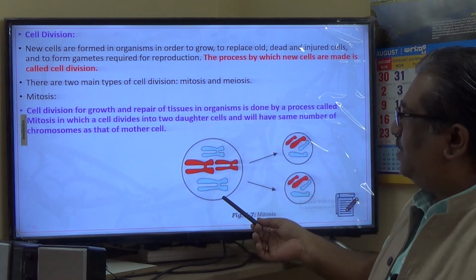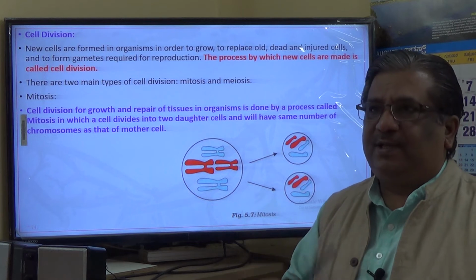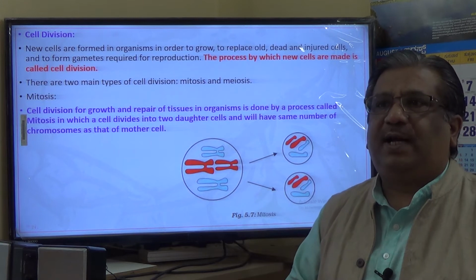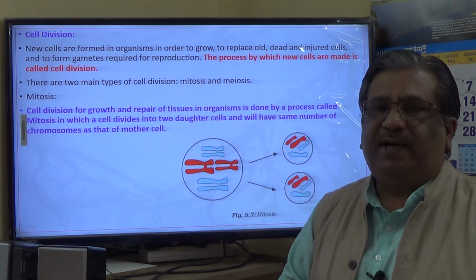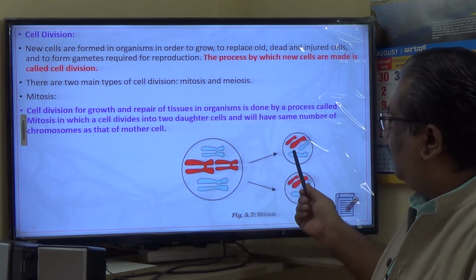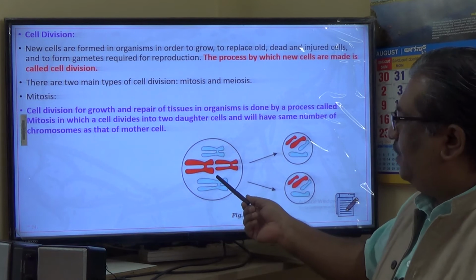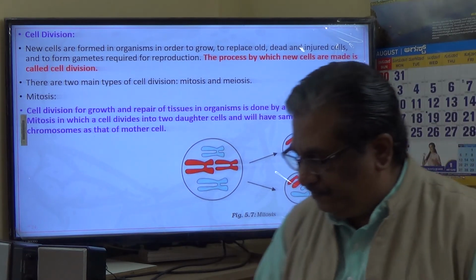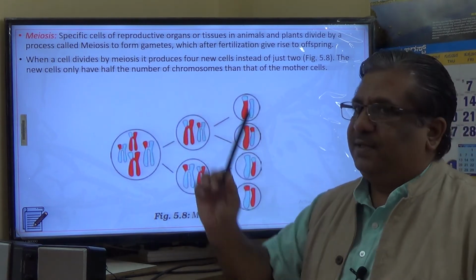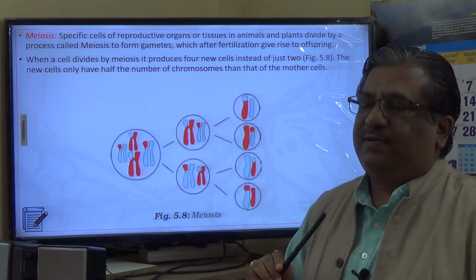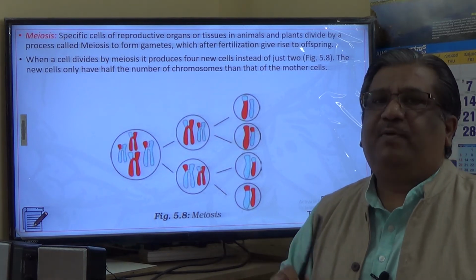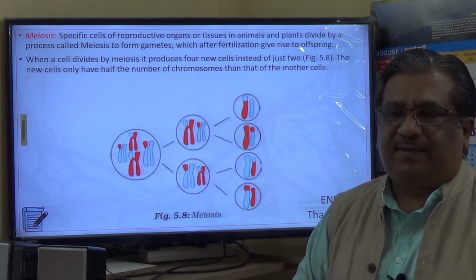We saw that cell division takes place by mitosis in non-reproductive tissues, different body parts, you can say. Hope it is clear. The number of chromosomes in daughter cells is the same as that of the parent cell, remember. Next, meiosis. Meiosis is a process of cell division that takes place in reproductive tissues or reproductive organs.